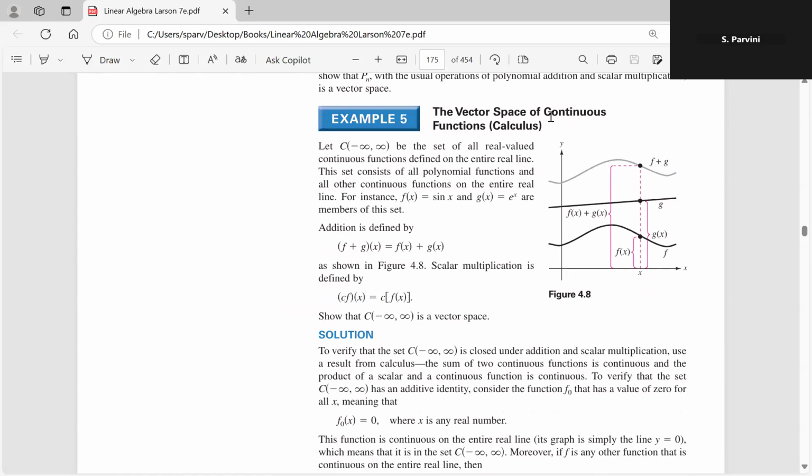This is a vector space of continuous functions. If f is continuous, g is continuous, f plus g is in there, so it's closed under addition and closed under scalar multiplication. Therefore, this is a vector space, right? Because c times f of x, that is scalar multiplication of a function, exists.